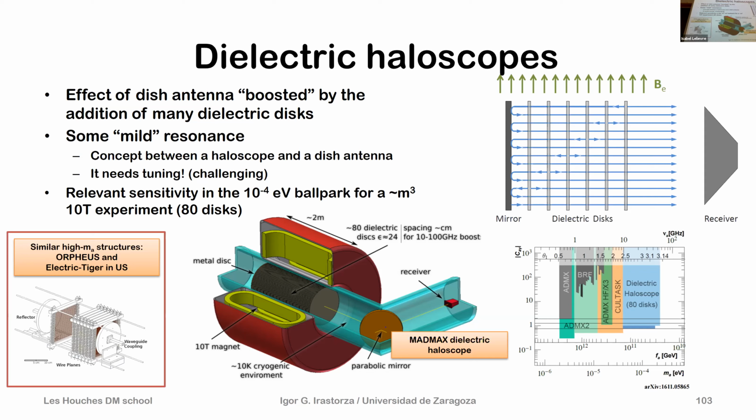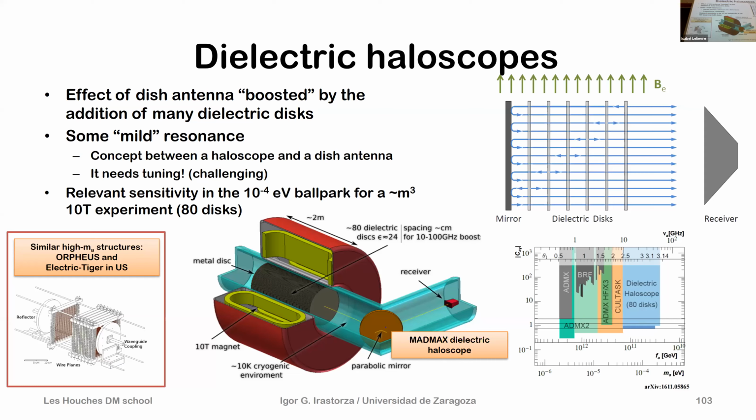Just a basic question about the setup. Is the expectation that the photons won't be able to go through the dielectric discs? They go through. These dielectric discs are semi-transparent, so a fraction goes through and a fraction goes back and resonates. So at the end you have to take all these together into account.